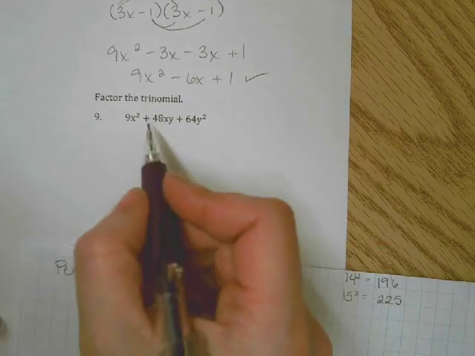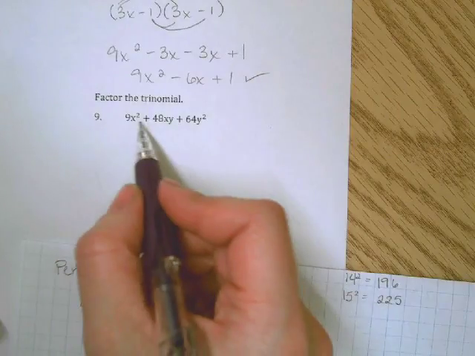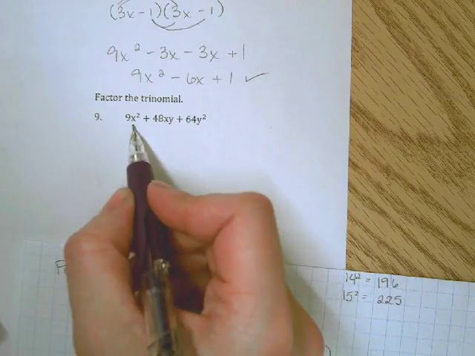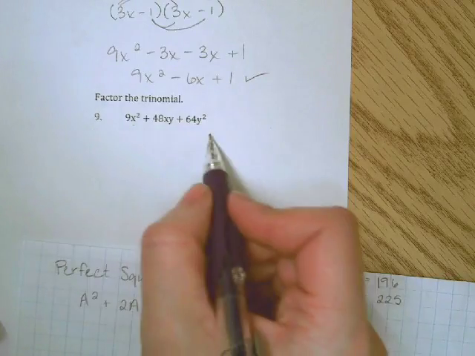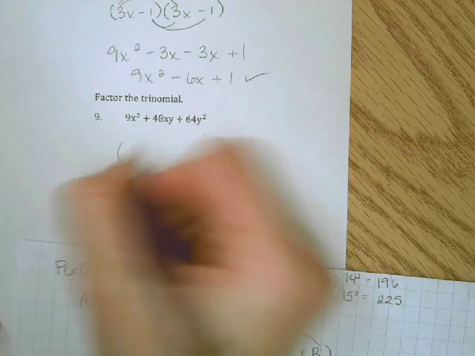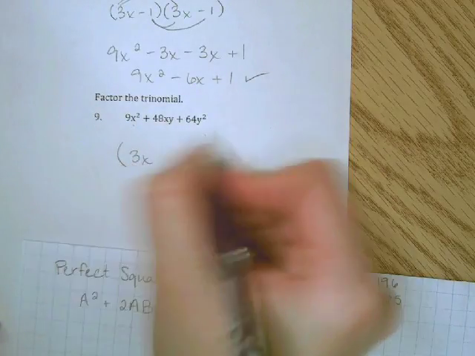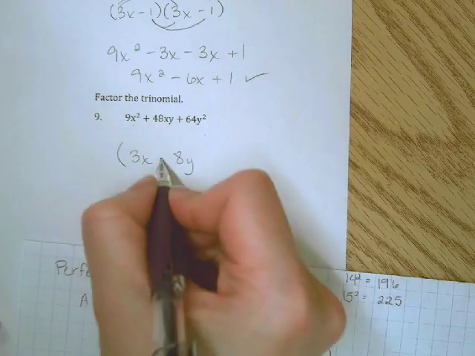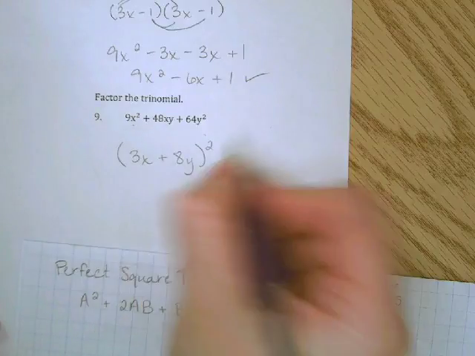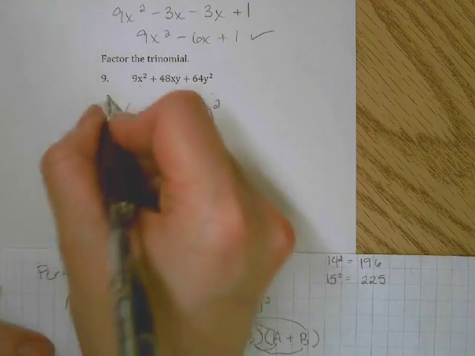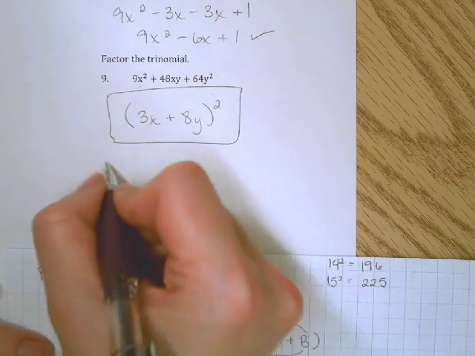Something like this one, where we have both x's and y's, we still have to check again. Is our first term, 9x squared, a perfect square? And it is. 64y squared is also a perfect square. So we take the square root of the first one, which is 3x, the square root of the last one, which is 8y, take our sign from the middle there and square it. Then we want to check our answer. Once again, always check your answer with a perfect square trinomial.